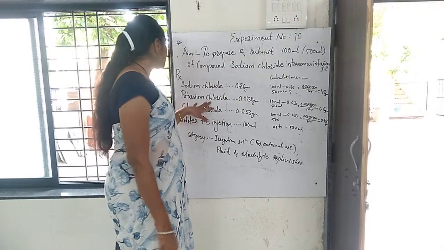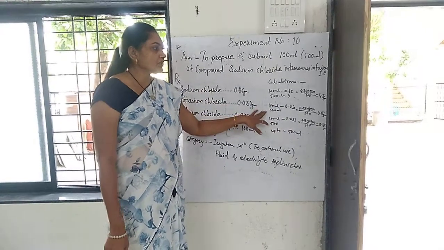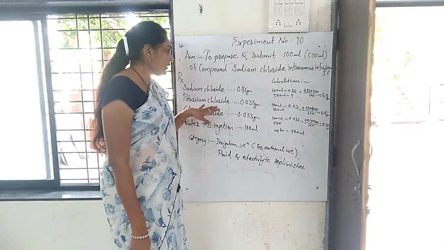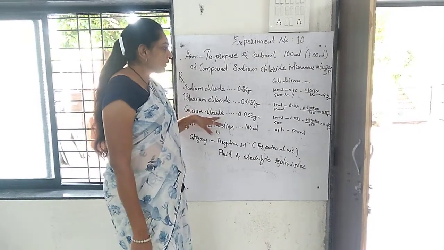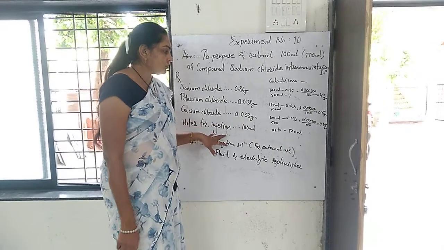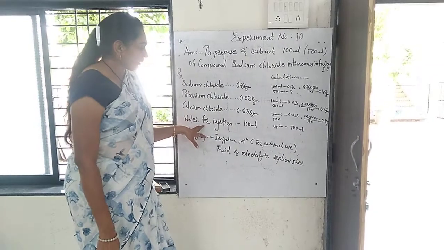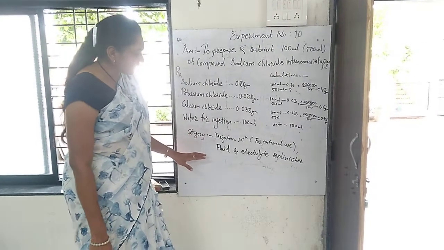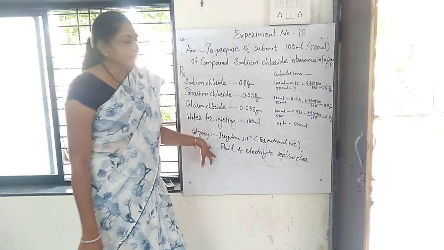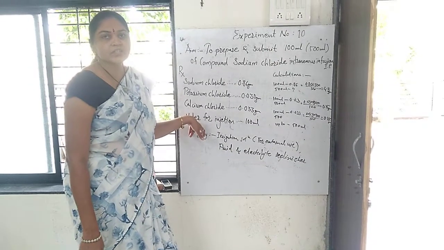Same for potassium chloride: 100 ml consists of 0.03. How much is for 500 ml? That is 0.15 gram of potassium chloride you have to take. And calcium chloride, that is 0.165 gram of calcium chloride you have to take. Weigh all the ingredients accurately. Take the weighed amount of all the substances inside the beaker. Dissolve in the vehicle, that is water for injection.